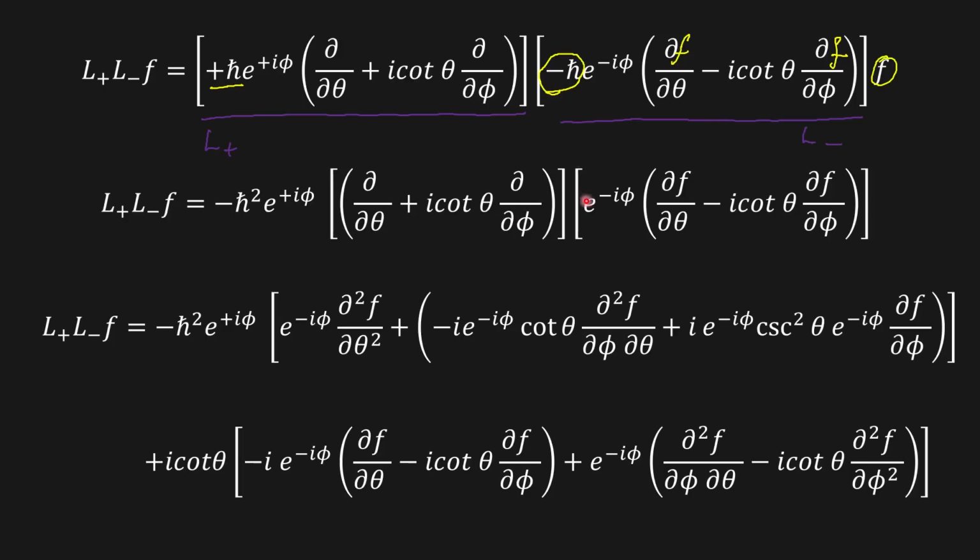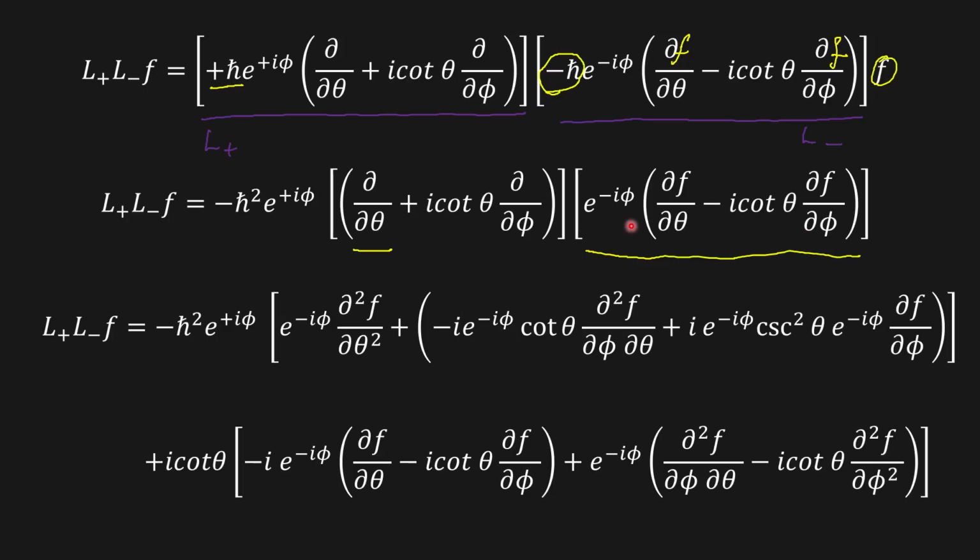Then here you have e to the power minus i phi del f over del theta minus i cot theta del f over del phi. This you cannot take outside because there is a differential operator with respect to phi sitting here. Now you differentiate this with this. You take the first differential operator in the first square bracket and differentiate this.